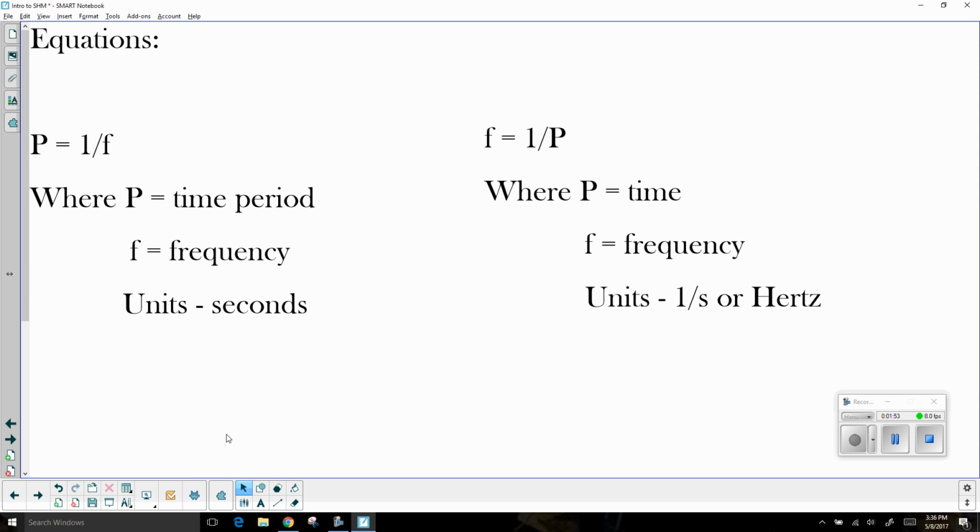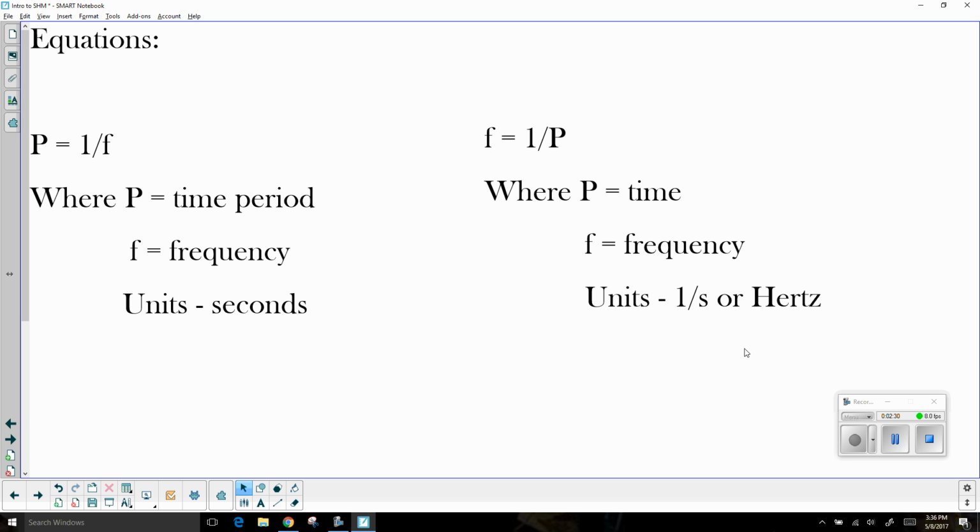These are incredibly important formulas to have written down in your notebook. I'd pause the video and make that happen. So time period, capital P, is defined as 1 divided by the frequency, and the unit there is a second. And the frequency is going to be 1 over the time period. And when we use this frequency equation, 1 divided by the time period in seconds is 1 over seconds, which is also defined as the hertz.